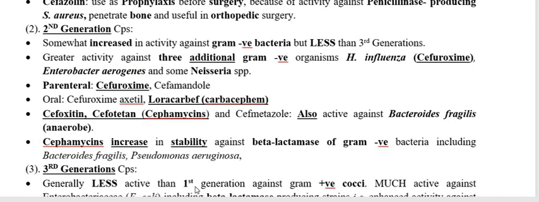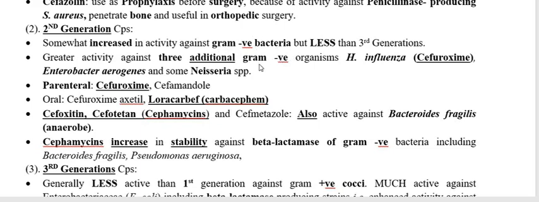Now we have to go through the second generation cephalosporins. What is interesting and differs from the first generation is that the second generation's gram-negative antibacterial activity is greater than the first generation, but less than the third generation. Don't try to recall too much, but recall that the second generation cephalosporins have increased antibacterial activity against gram-negative bacteria like PEC.